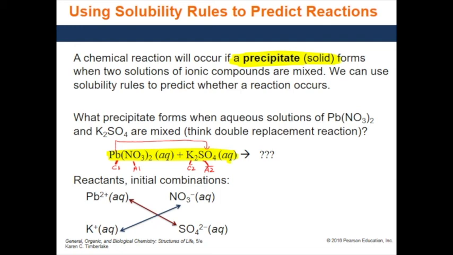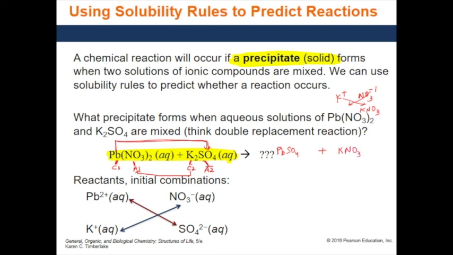So cation 1 is now going to form a new compound with anion 2. And cation 2 is going to form a bond with anion 1. So now the products are going to be lead with sulfate. Lead is +2, sulfate is -2. So the crisscross charges will give us the compound of PbSO4. And the second compound it will form is potassium with nitrate. Potassium is +1, nitrate is NO3 -1. So crossing over the charges would give us KNO3.